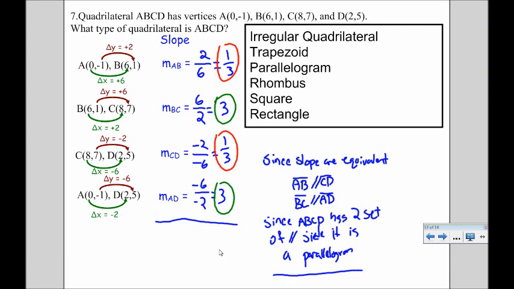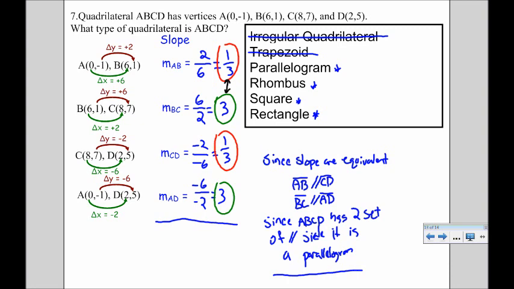But I'm not done, because there are several types of special parallelograms. So all I've done is eliminate irregular quadrilateral, because I have at least one set of parallel sides. I've eliminated trapezoid, because in addition to just one set of parallel sides, I have 2. So I'm left with, it could either be a parallelogram, a rhombus, a square, or a rectangle. Now I'm going to make a couple of other observations. Since the slopes of AB and CD, and AB and BC, are not negative reciprocals, they cannot be perpendicular.